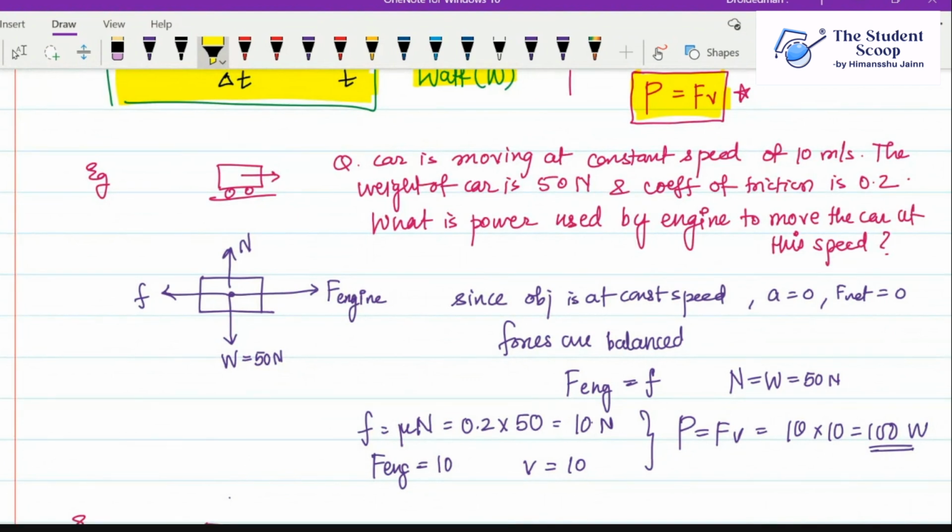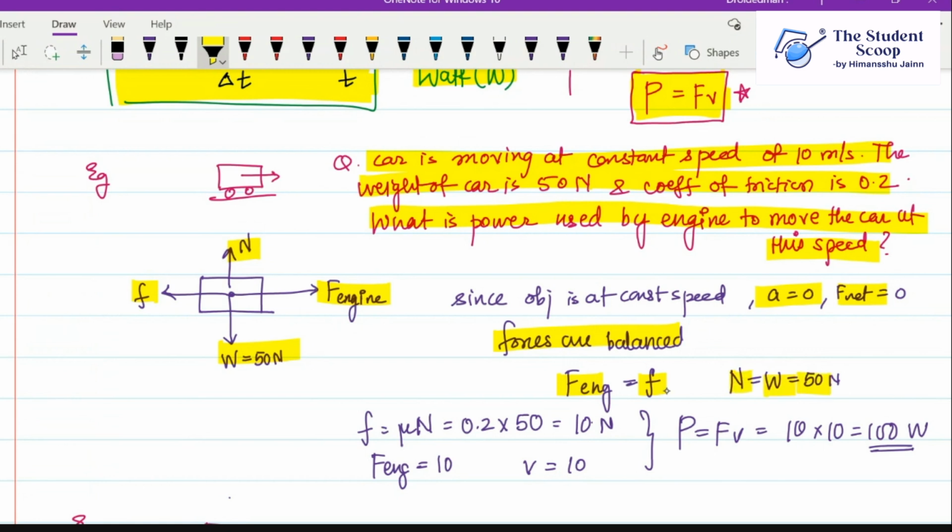So in this example, what is happening? There is a car moving at a constant speed of 10 meters per second. The weight of the car is 50 newtons and the coefficient of friction is 0.2. What is the power used by the car to move at this speed? First, we always need to draw the free body diagram to understand what forces are acting. So this is the friction, the normal force, and this is the weight. Since the object is at constant speed, acceleration is zero and all the forces are balanced. Once we understand all the forces are balanced, the force of the engine must be equal to the friction, and the normal force is equal to the weight.